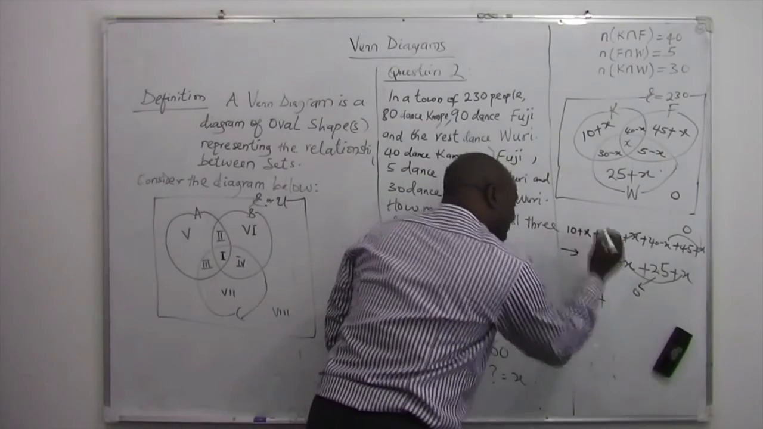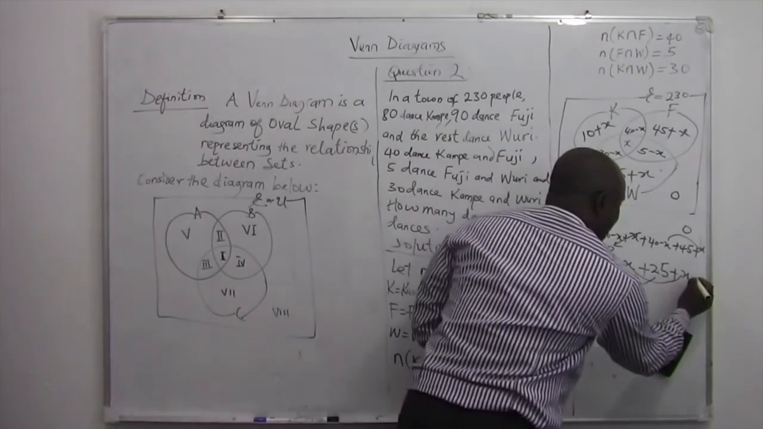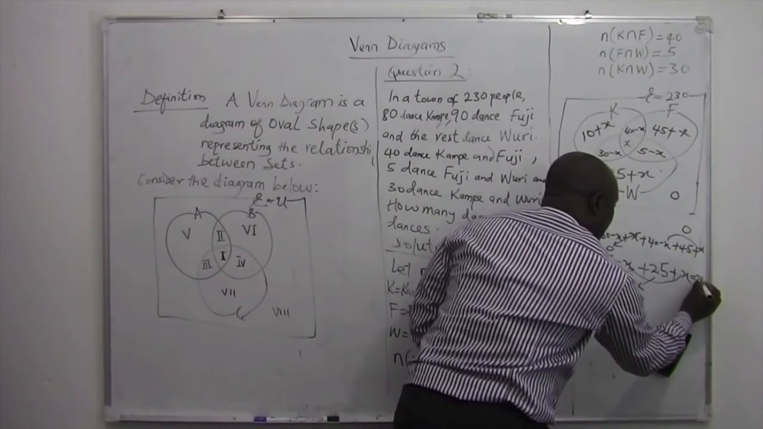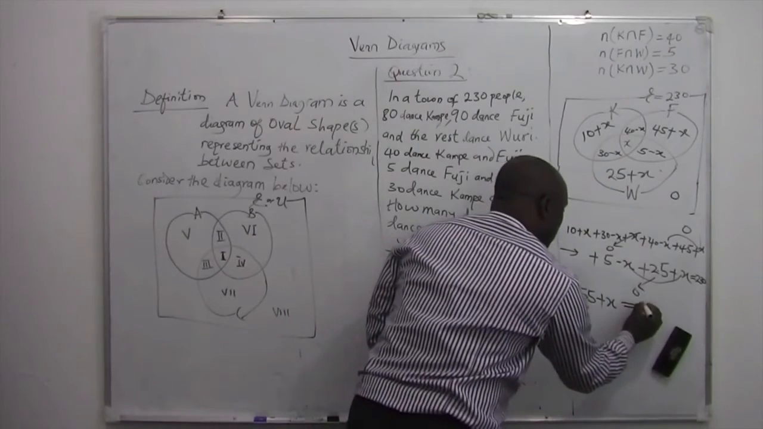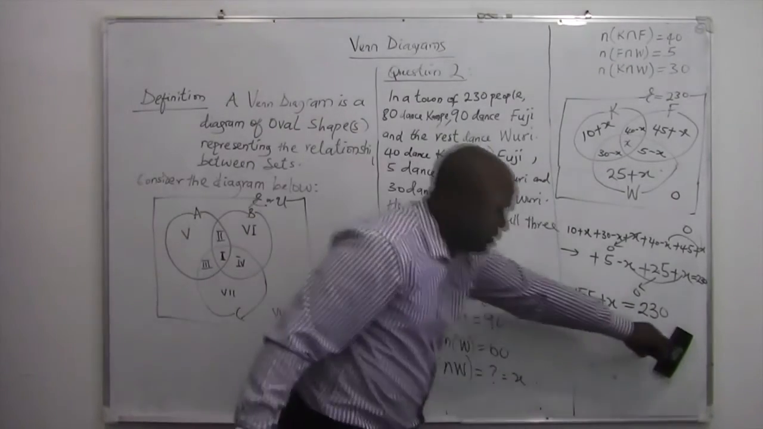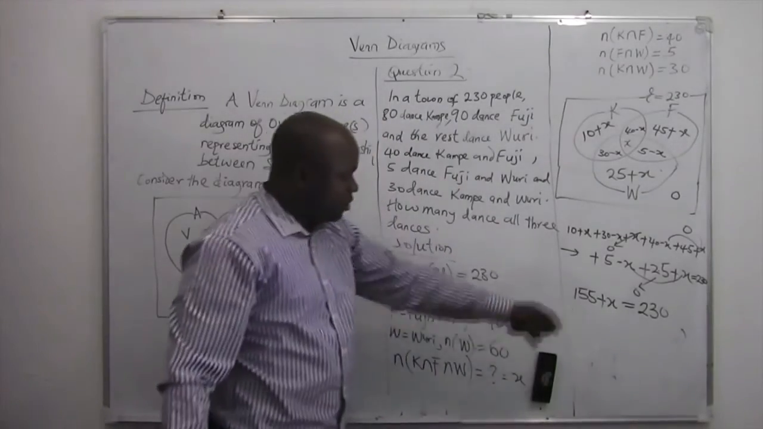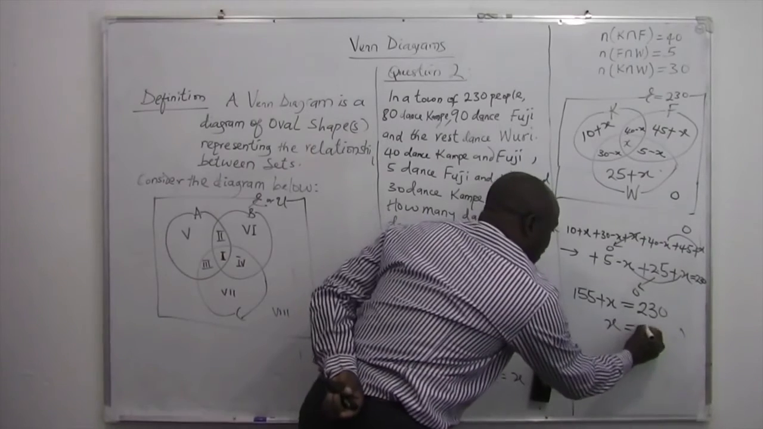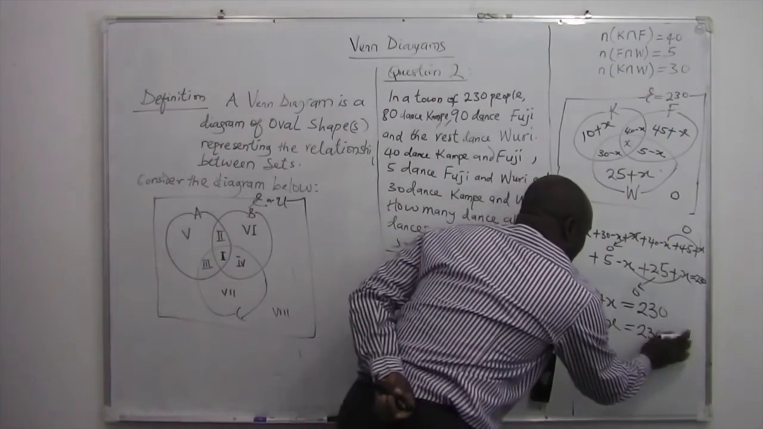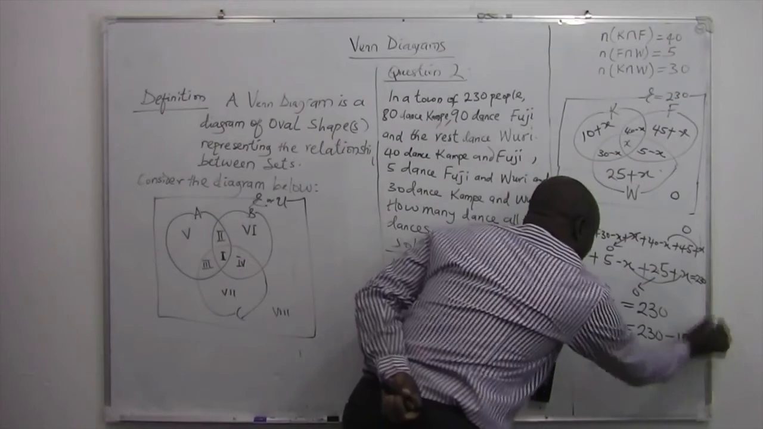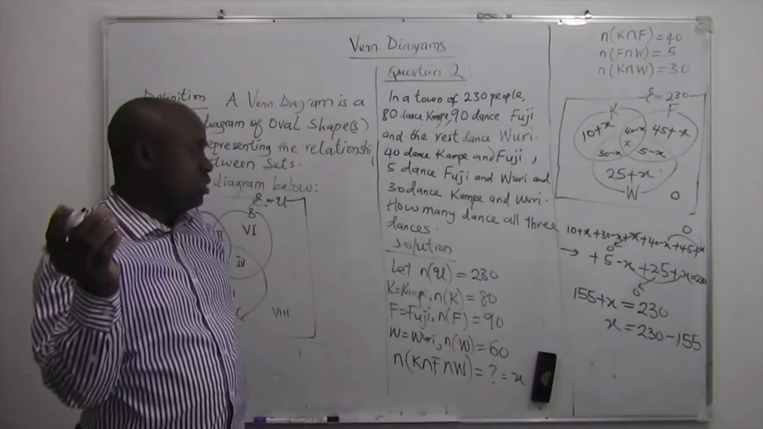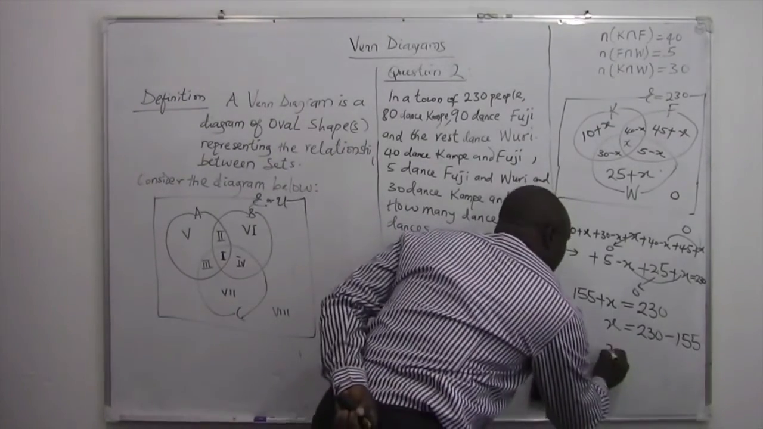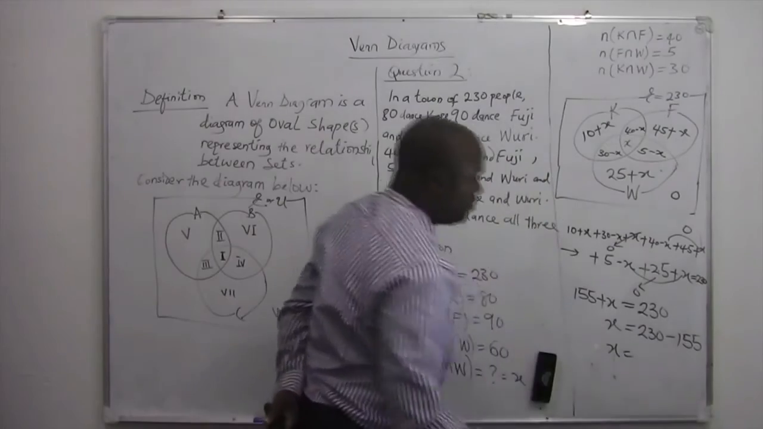Now, we have 155 plus x. And everything, like I said, must be equal to the universal set, which is 230. So I equate this one to 230. We are almost there. What are we to do next? Make x the subject. You have 230 minus 155. And what does that give us? Easy. If you subtract, you have x equal to what?